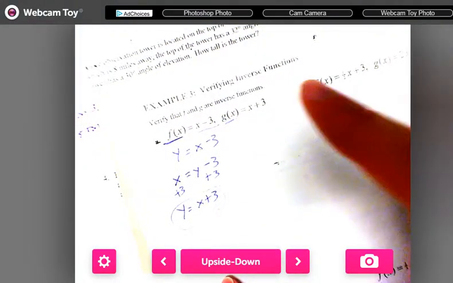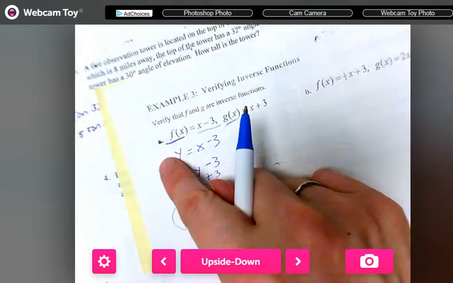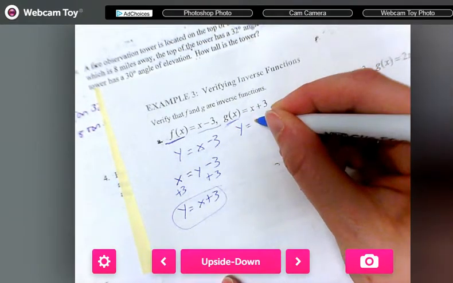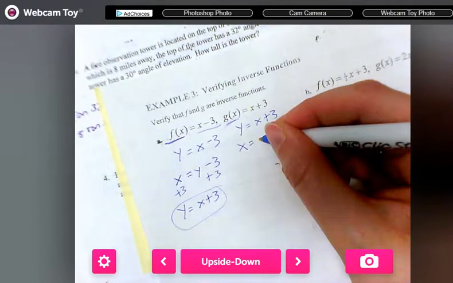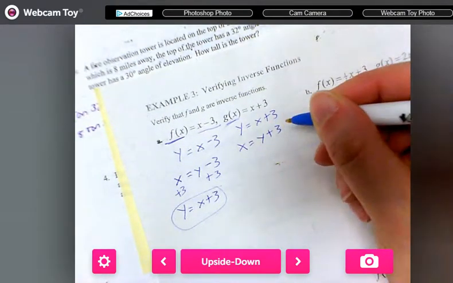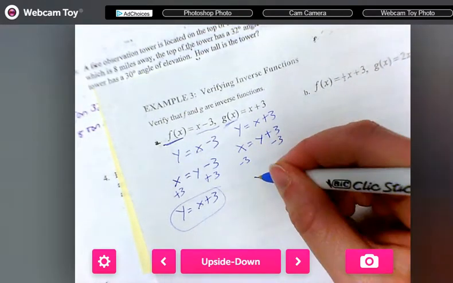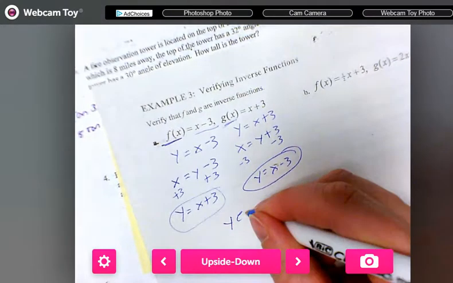Now we want to see if g of x, the inverse, is equal to f of x. So we first change it to y equals x plus 3. Then we switch. X equals y plus 3. I'm going to subtract 3 from each side, and I do get y equals x minus 3. So yes, they are inverses.